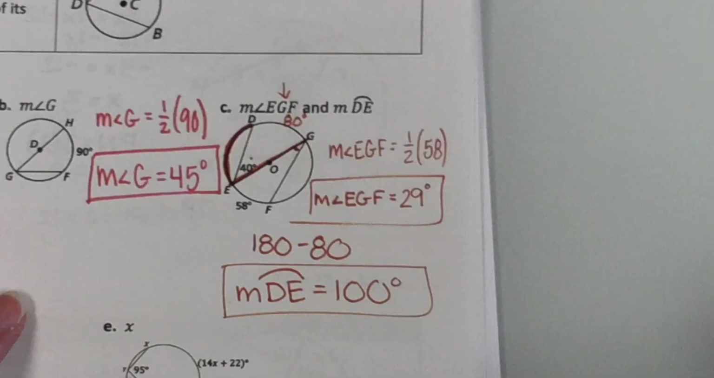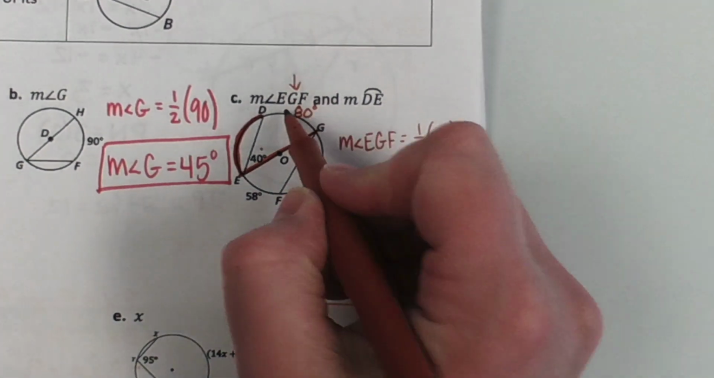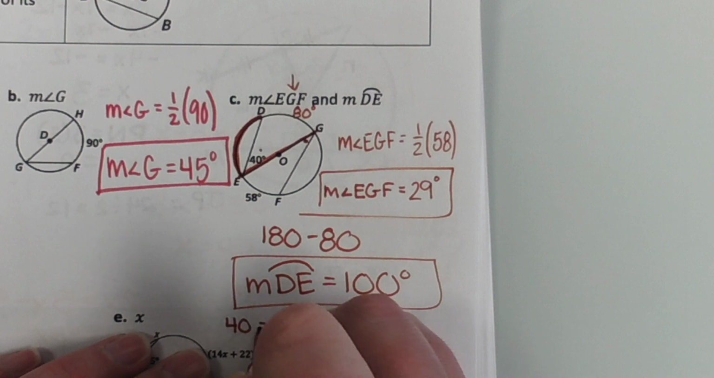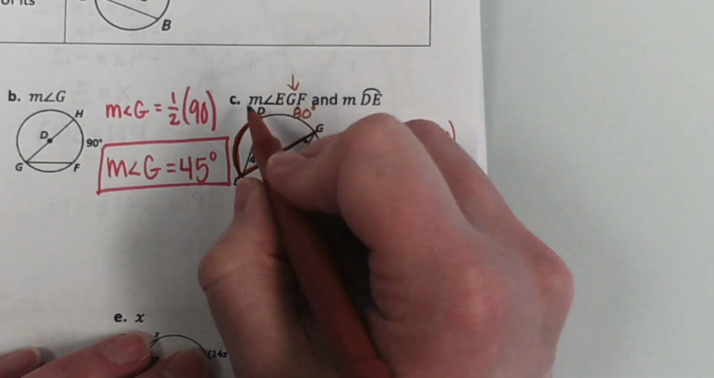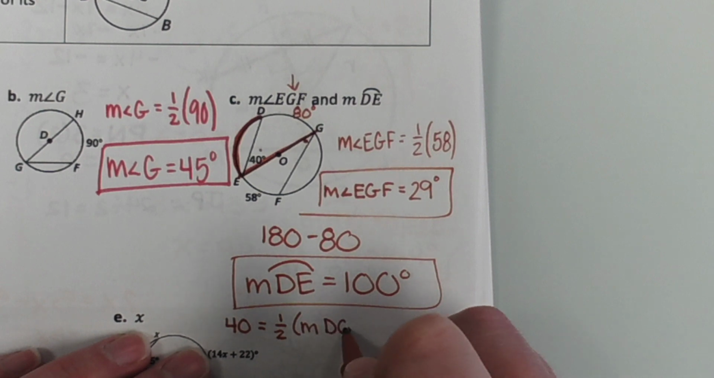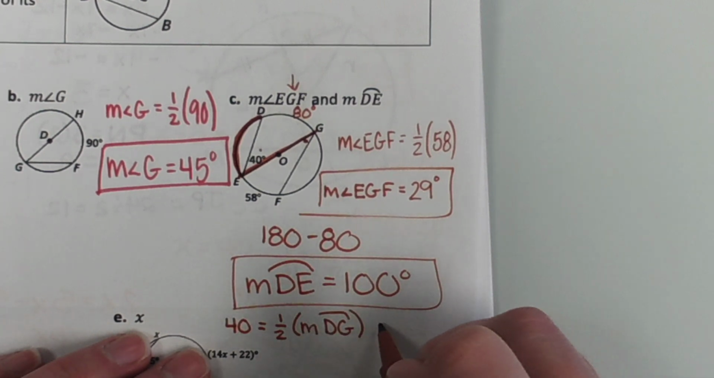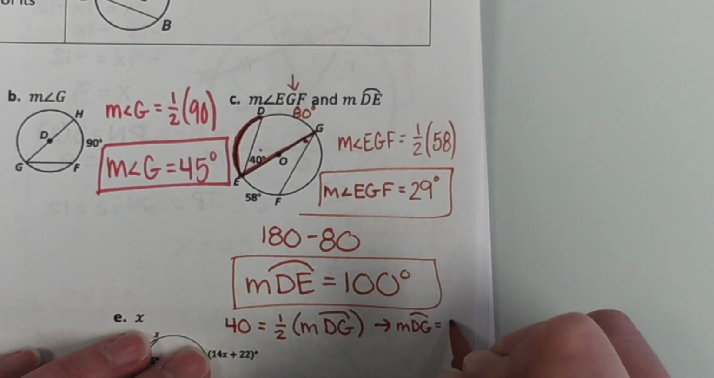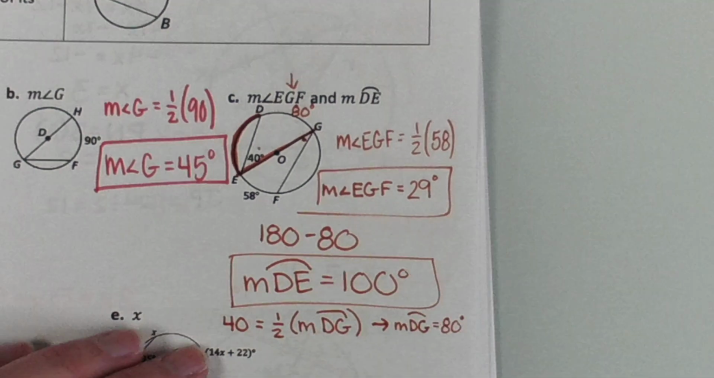I could have used that formula to get this piece too. It would have looked like 40 degrees equals 1/2 its corresponding arc, the measure of DG, which would have led to the measure of DG being that 80. So sometimes it's going to take a couple steps.